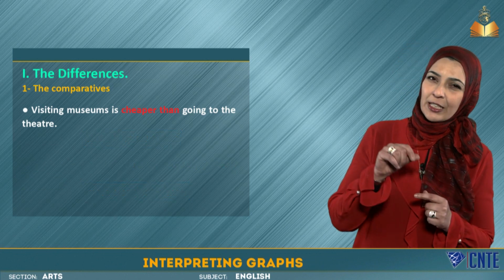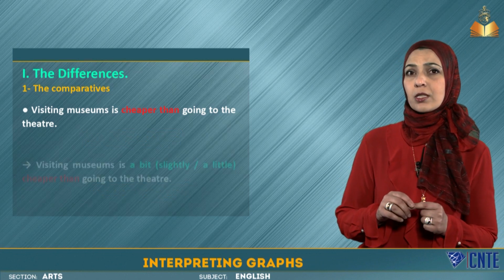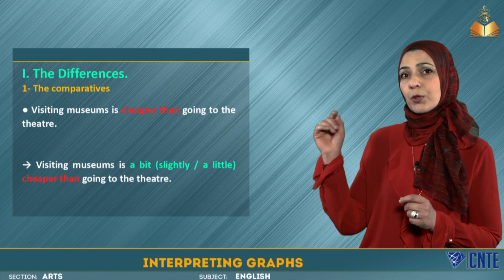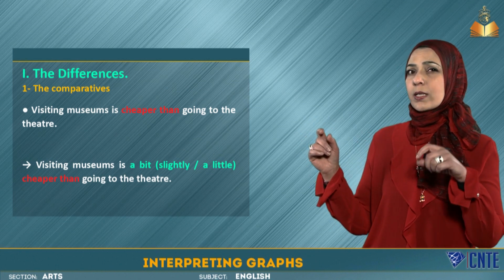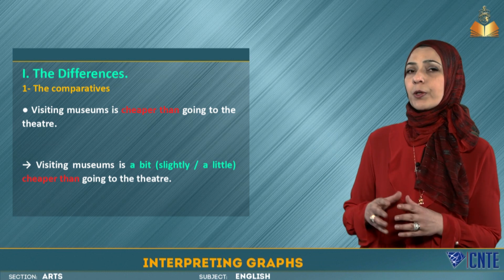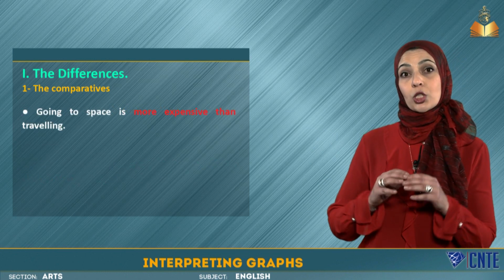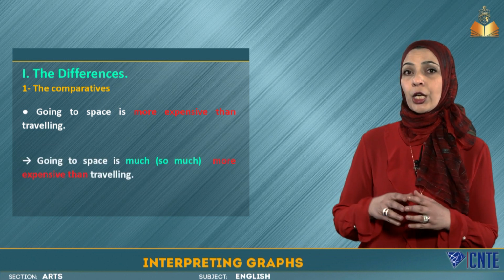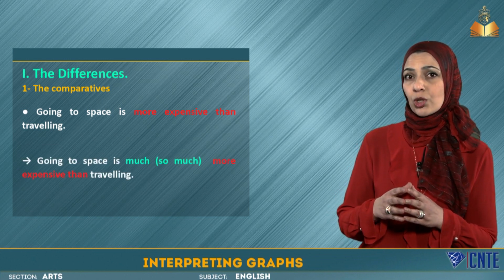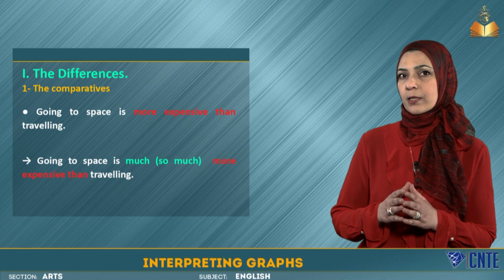If you want to emphasize a small difference, you just say visiting museums is a bit or slightly or a little cheaper than going to the theater. But if you'd like to emphasize a big difference, you say going to space is much or so much more expensive than traveling.